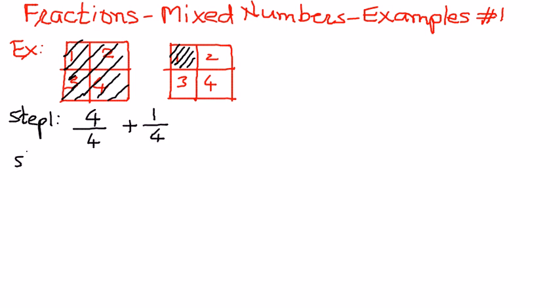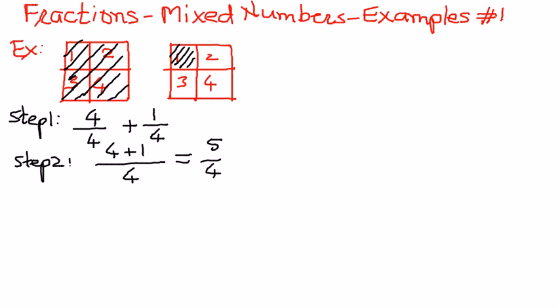So, as step number 2, we can say the common denominator for these two fractions is 4, and we're going to combine the numerator parts. The numerator for the first fraction is 4. The numerator for the second fraction is 1, therefore 4 plus 1 is 5 over 4.